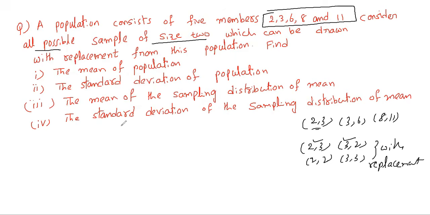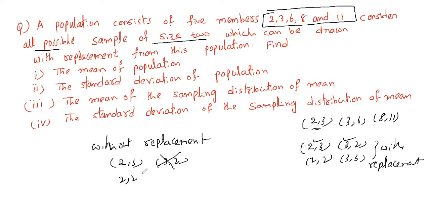So what is without replacement? Without replacement means if you take 2 comma 3, you don't take 3 comma 2. This you don't take, and you won't take 2 comma 2 also, and you won't take 3 comma 3 also. Like this is called without replacement.